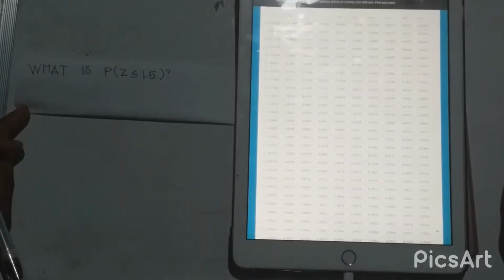This video is about how to use the z-table. This is the z-table. To use the z-table, let's try an example. What is P where z is less than or equal to 1.5?